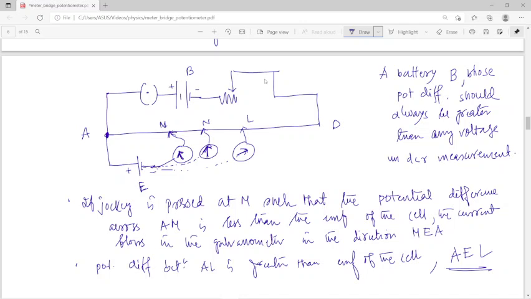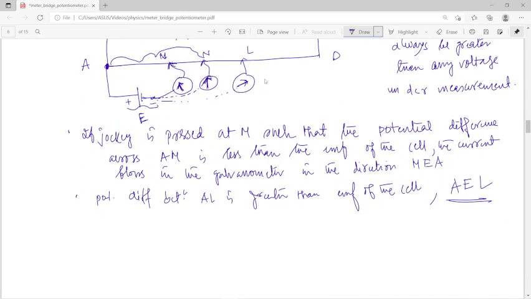That means no current flows through the galvanometer. Why? Because the potential difference across AN is equal to the EMF of the cell. If the potential differences are the same, no current passes through the galvanometer. So that E is nothing but the potential difference across AN.